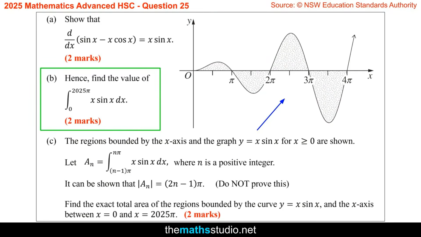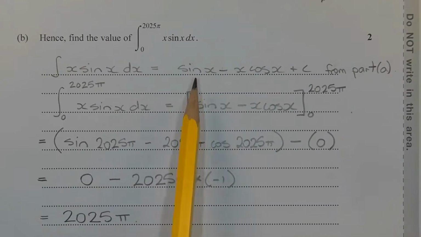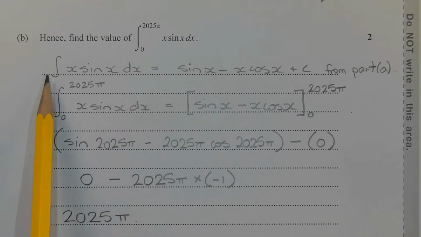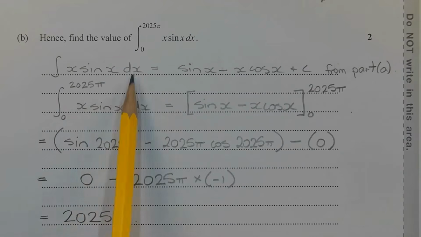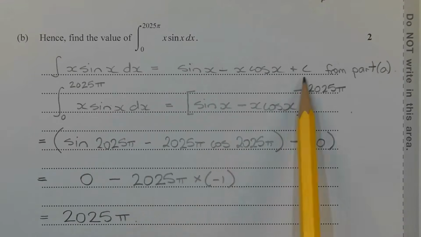Part B. Hence, find the value of the integral of x sine x dx from x equals 0 to x equals 2025 pi. From part A, we found that the derivative of sine x minus x cos x is x sine x. Reversing that, the integral, or the primitive, of x sine x dx is equal to sine x minus x cos x plus the constant of integration c. But we're finding a definite integral, not an indefinite integral, so we don't need the constant c.